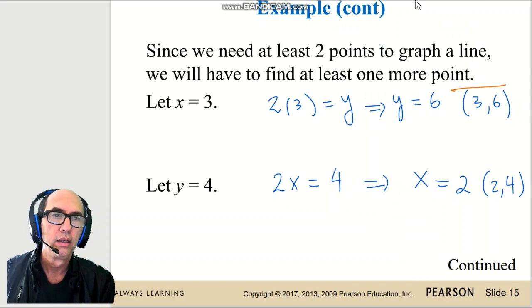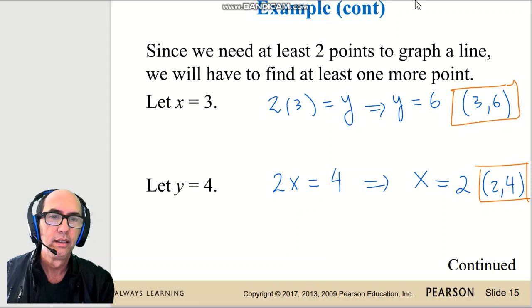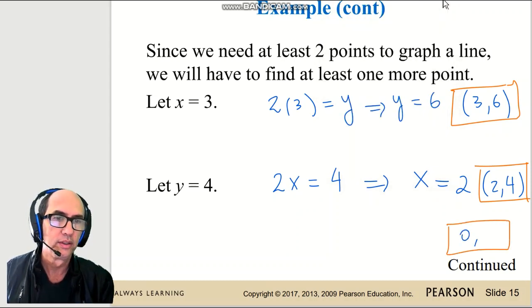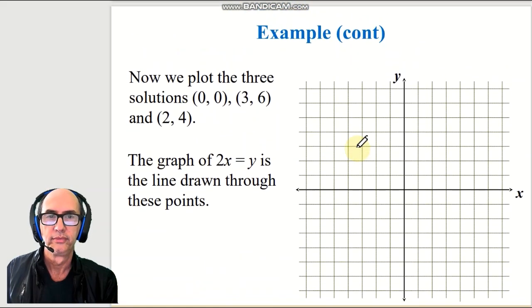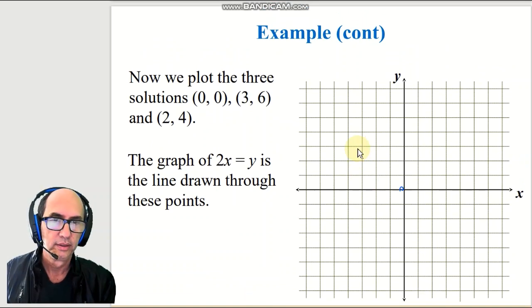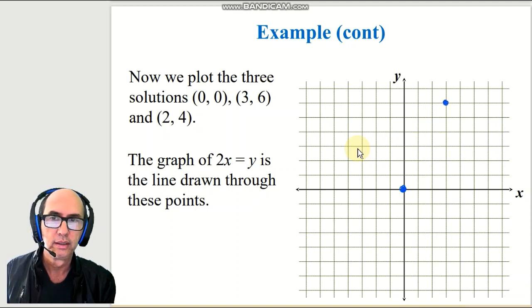See? 3, 6, 2, 4, and what's the third one? Yeah, 0, 0. On the graph, start with the 0, 0, then x equals 3, y equals 6, and x equals 2, y equals 4, and the line crosses all these 3 points.